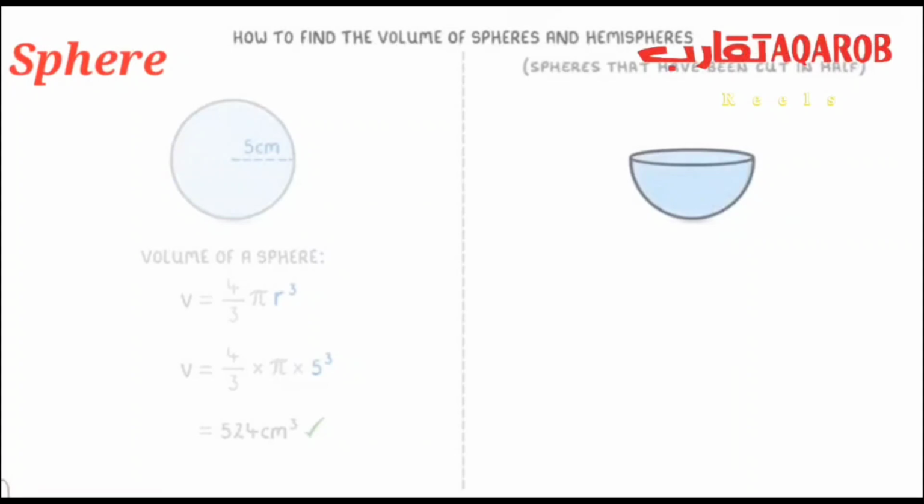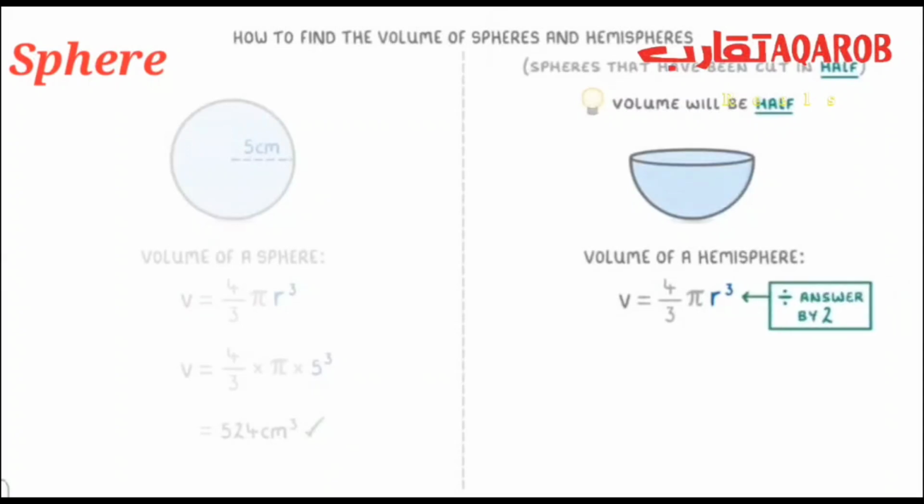Now, because a hemisphere is just half a sphere, its volume will be half as well. So to calculate the volume of a hemisphere, we can just use the sphere formula that we used before, and then divide our answer by 2. So if the radius was 5 centimeters again, then we'd still do volume equals 4/3 times pi times 5 cubed to get 524 cubic centimeters, but then we'd have to divide the answer by 2 to get a volume of 262 cubic centimeters for our hemisphere.